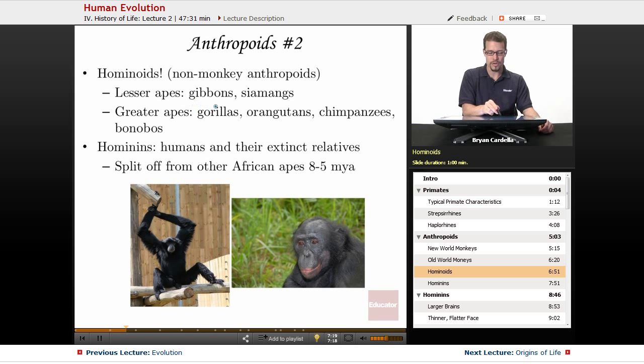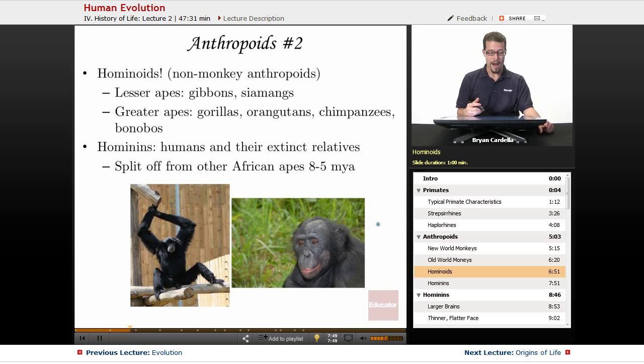So the lesser apes would include gibbons and siamangs. Here we have one of those lesser apes, also just chilling. And then the greater apes, gorillas, orangutans, chimpanzees, and bonobos. This is a bonobo chimpanzee. This kind of chimpanzee is also called the common chimpanzee. It used to be called the pygmy chimpanzee. Bonobos is a relative of chimpanzees that is the closest to us in terms of resembling us and acting like us.